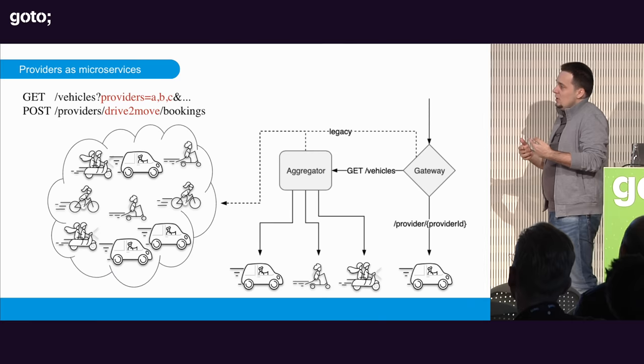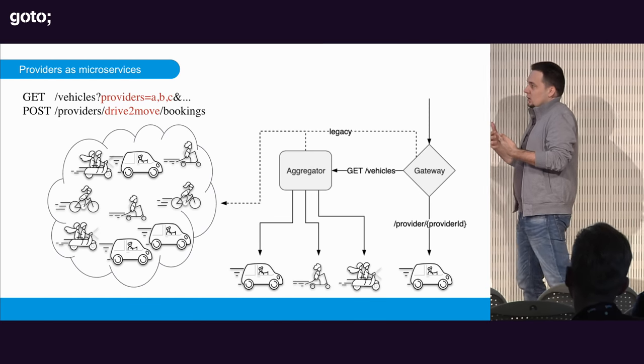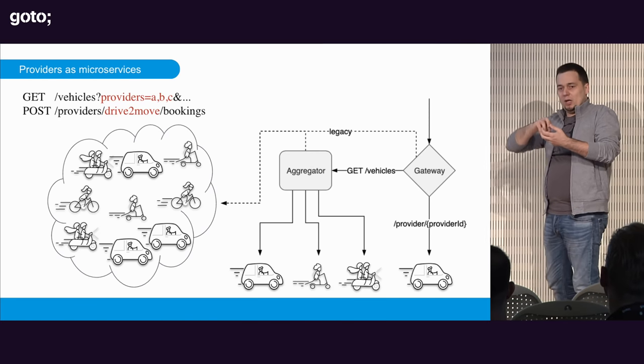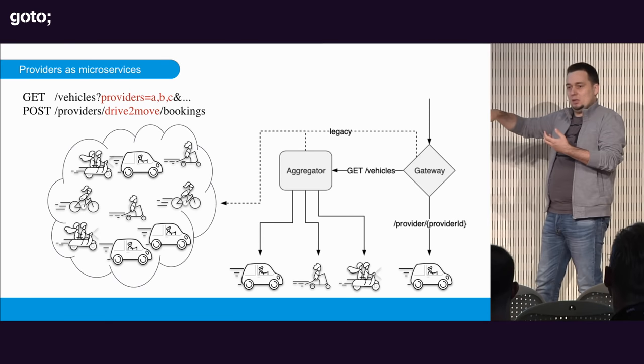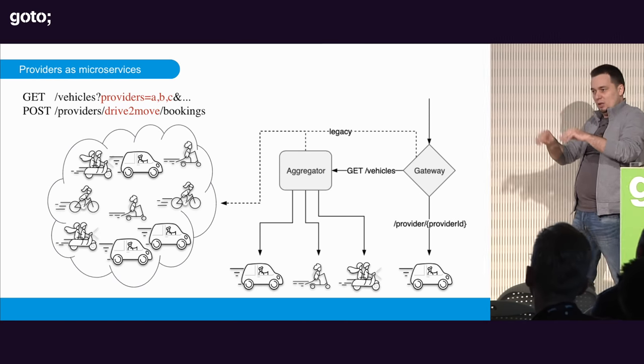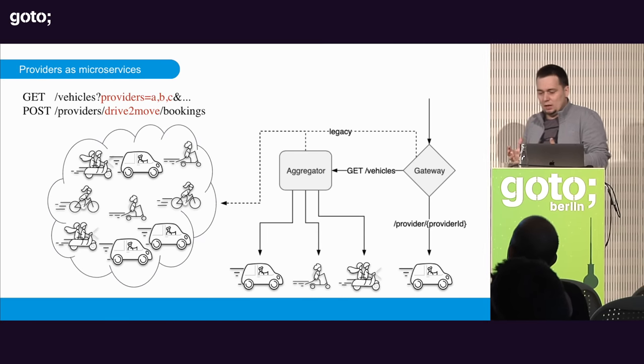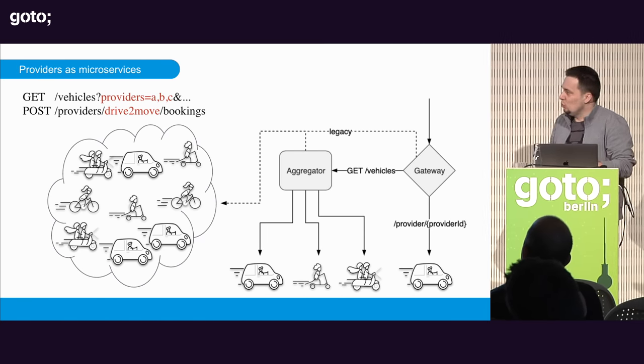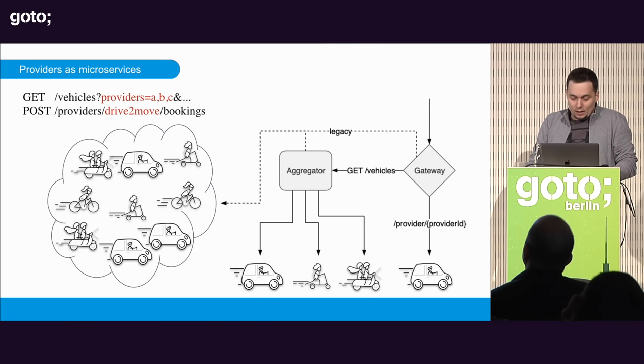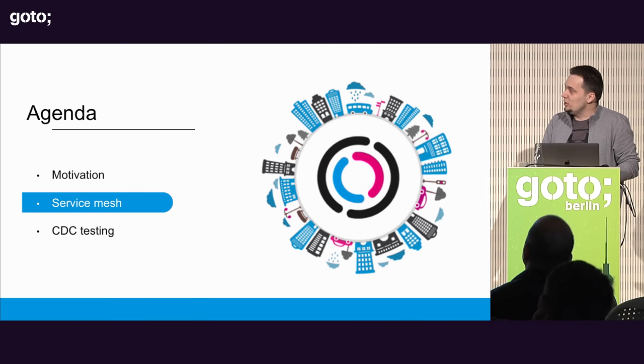At the same time, people are adding new providers. So again, as I develop a new provider, I deploy it, I immediately want to see it in the app. I don't want to change any enums, any configuration files, or stuff like that. So we need a kind of dynamic routing to support this. And this is where service mesh came into place.